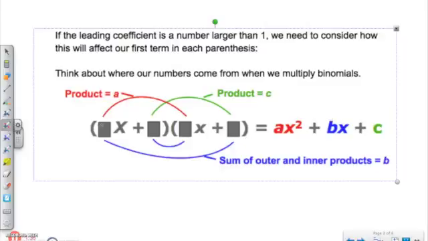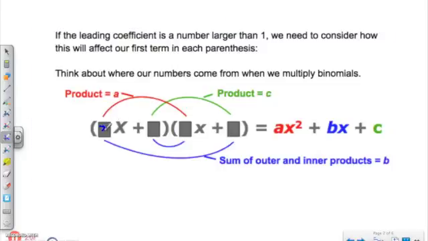Now, in our previous lessons, these numbers were always 1s when we factored. When we multiplied 1 times a number and 1 times a number, we ended up with whatever the other number was. But now that we are factoring where a is not equal to 1, we're going to have to break these numbers down into something different, so it's going to affect the numbers differently depending on where we put them. For example, if we put a 3 here and a 2 here, that's going to affect these numbers differently.